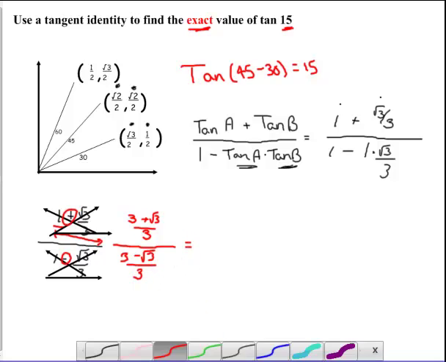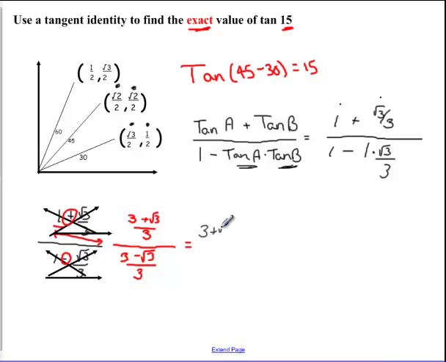Now I have to remember that when I divide fractions, I take the numerator and multiply it by the reciprocal of the denominator. So the 3's cancel out.